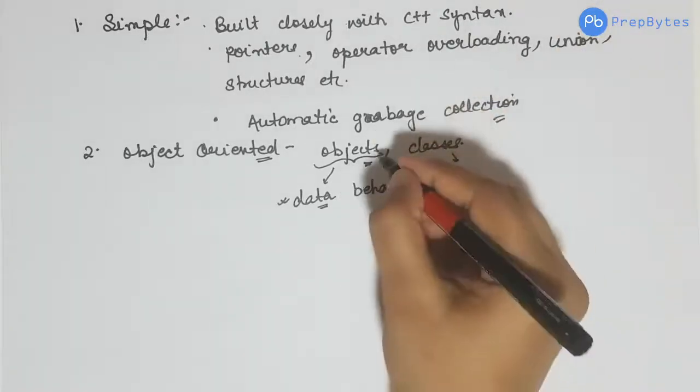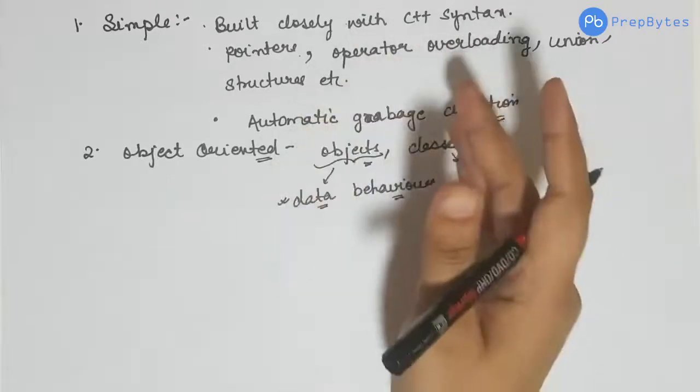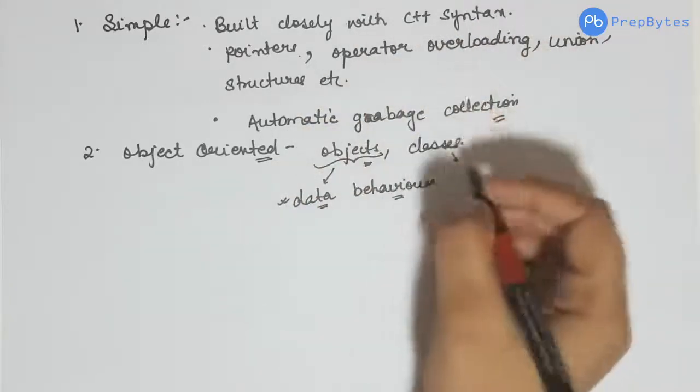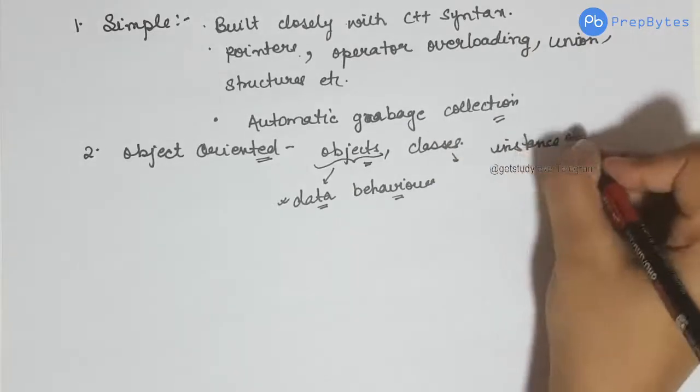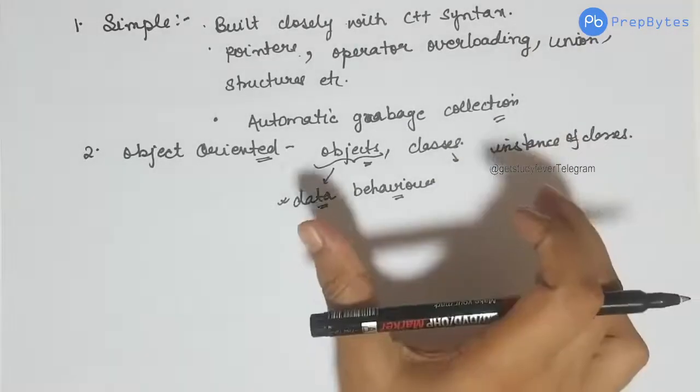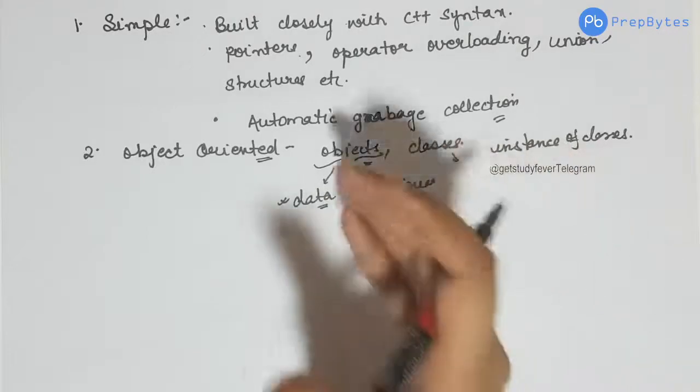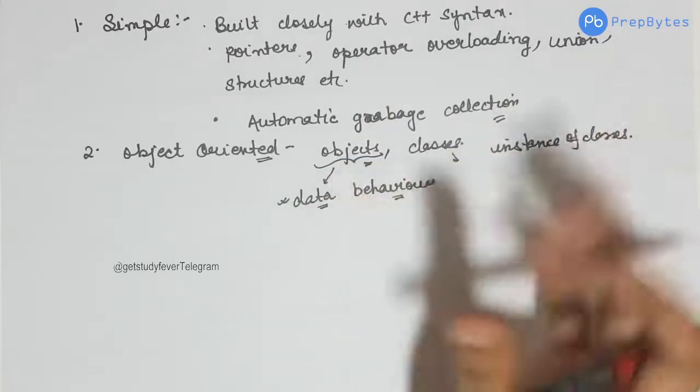An object is something that actually exists, classes don't exist. Objects are instances of classes. We'll talk a lot more about objects and classes when we go on to discuss object-oriented concepts.